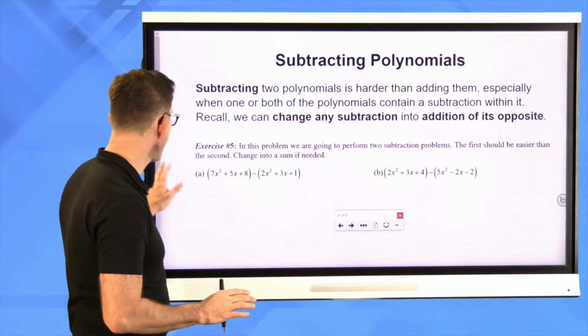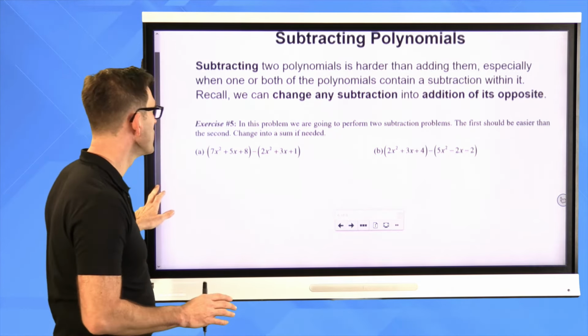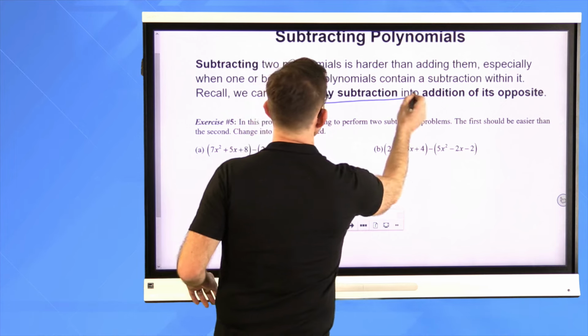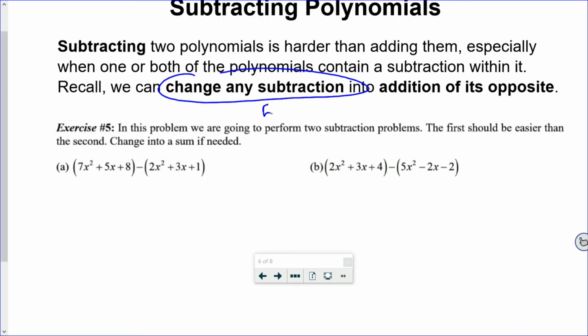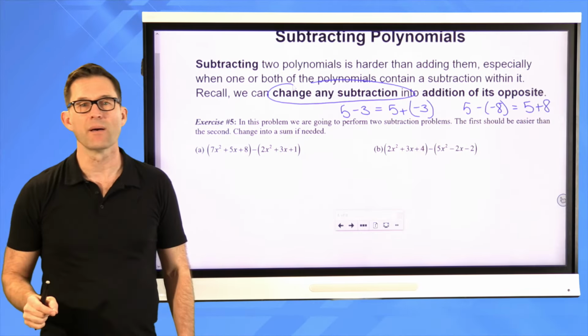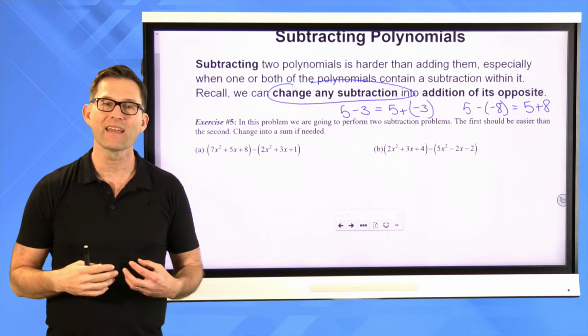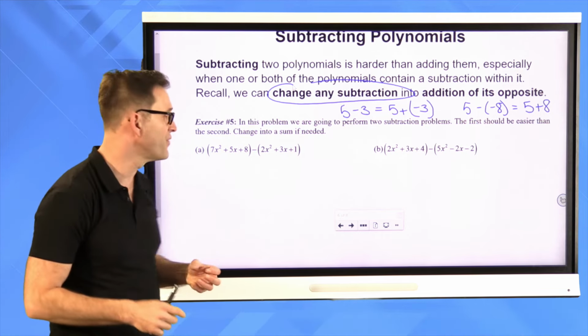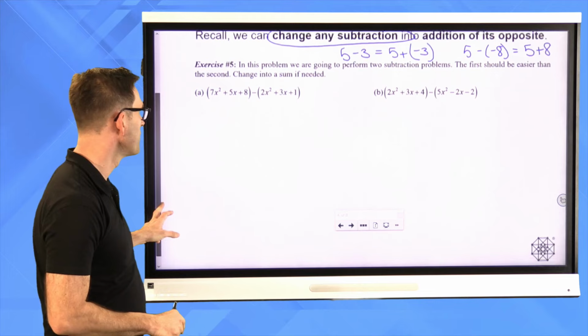So before we get into this, let me just remind you of this, right? Any subtraction. So for instance, if I had 5 minus 3, I could think about that as 5 plus negative 3. If I had 5 minus negative 8, I could think about that as 5 plus positive 8, right? Anytime I'm subtracting something, I can think about it as adding the opposite. And that is very helpful when combining two polynomials with subtraction.